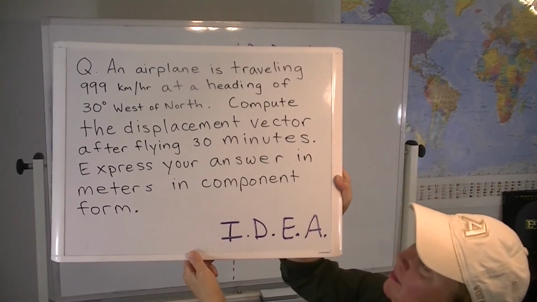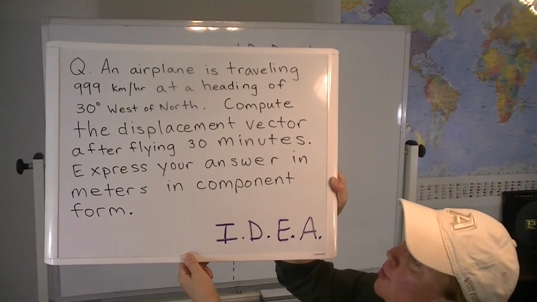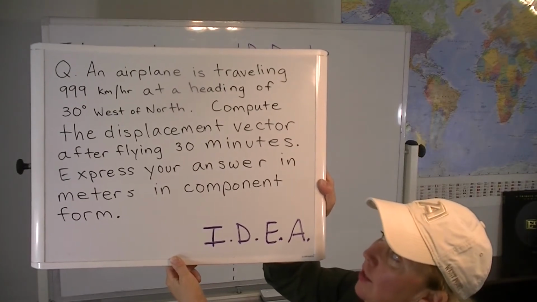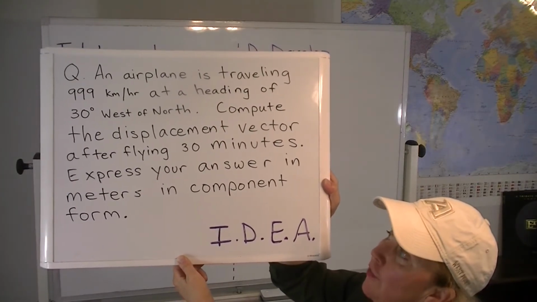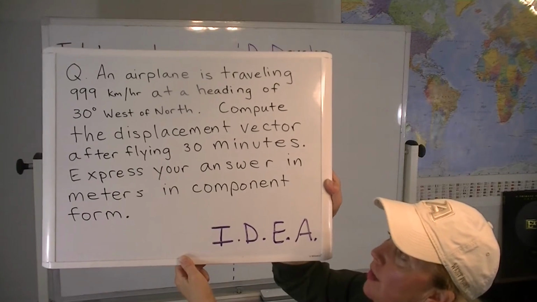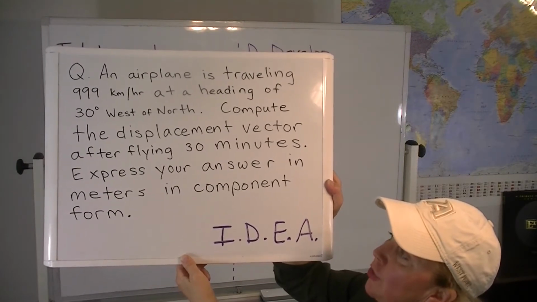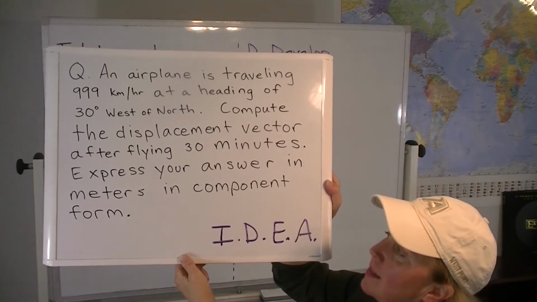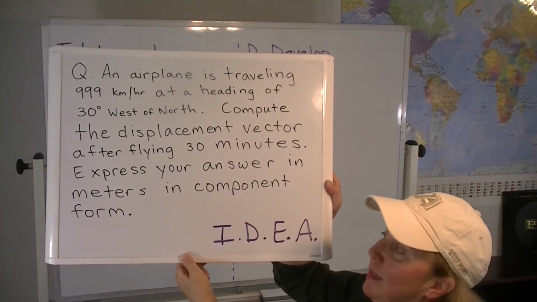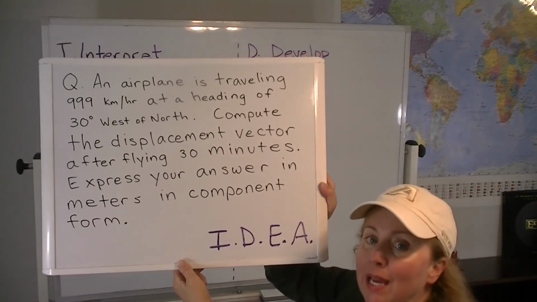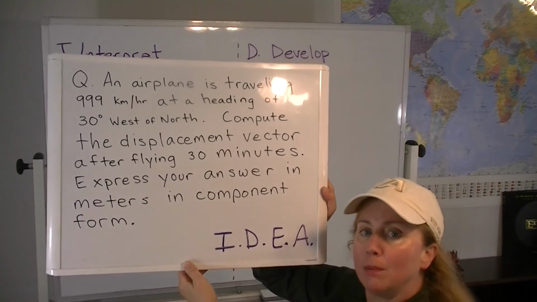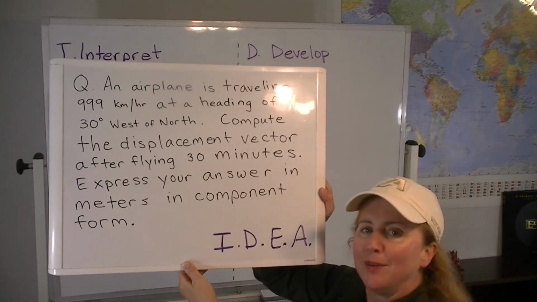Our problem this time is an airplane is traveling 999 kilometers per hour at a heading of 30 degrees west of north. Compute the displacement vector after flying 30 minutes. Express your answer in meters in component form. And we're going to be using the IDEA problem solving format, which I'll remind you of as we go.